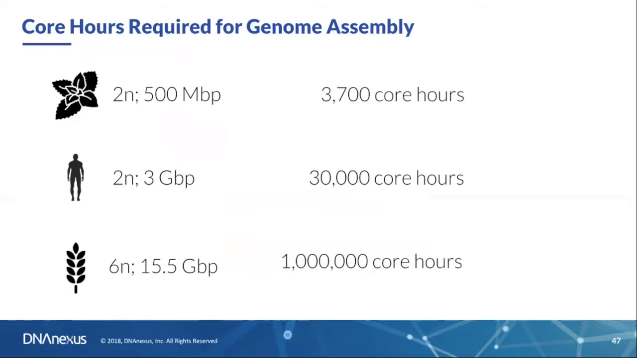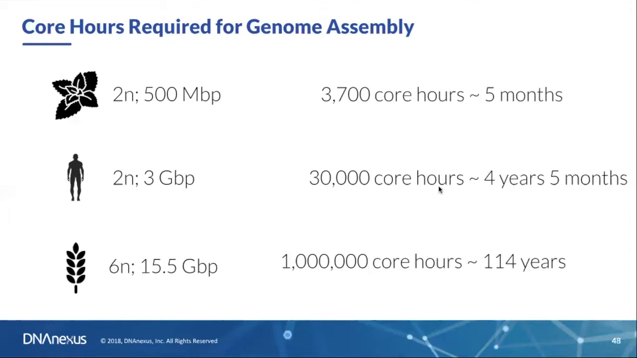As I mentioned earlier, this assembler has to do all-against-all alignment, and this is quite a compute-intensive protocol. As you can see here, when we go from the mini genome to the human genome, even though the genome size increased about 6 times, the total core hours increased much more than that, about 8 times. And when we go from human to the wheat genome, you can see that the required core hours increased much more. If we interpret that into human time, you can see that the waiting time for the wheat genome assembly is more than a human lifetime.